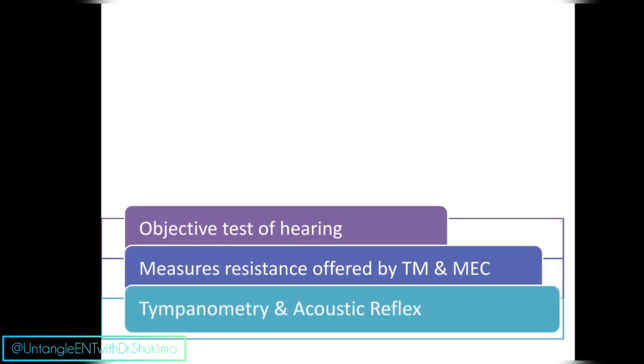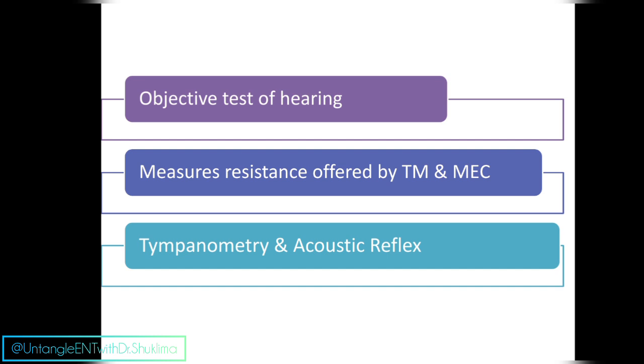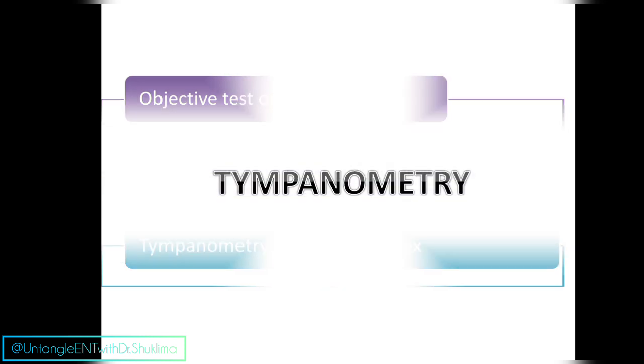So what is impedance audiometry? It is an objective test of hearing that measures the resistance offered by the tympanic membrane and the middle ear cavity, and it consists of tympanometry and acoustic reflex. Through this video, we will first learn about tympanometry and we will talk about acoustic reflex in a separate video.